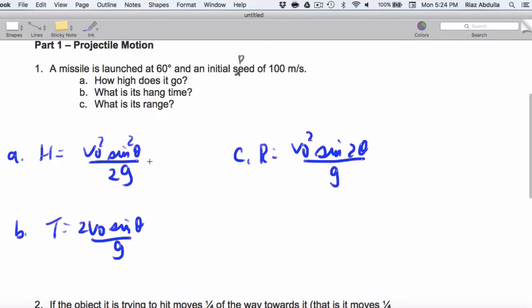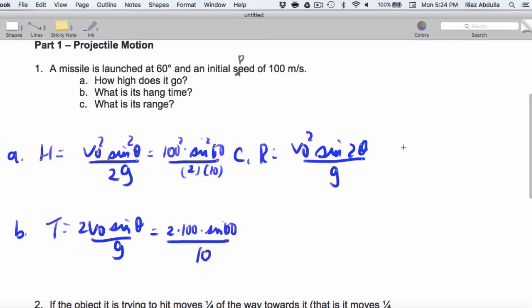So what I'm simply going to do is plug in the numbers and get my answer. So this will be 100 squared times the sine squared of 60 all over 2 times 10. The number here will be 2 times 100 times the sine of 60 divided by 10. And this last one is going to be 100 squared times the sine of 120 divided by 10.